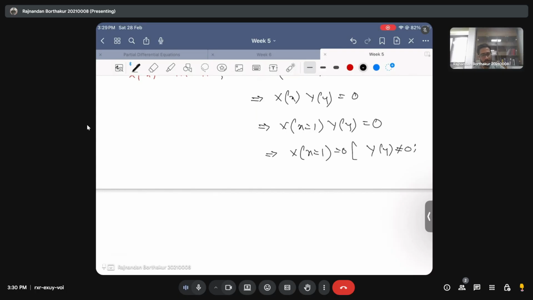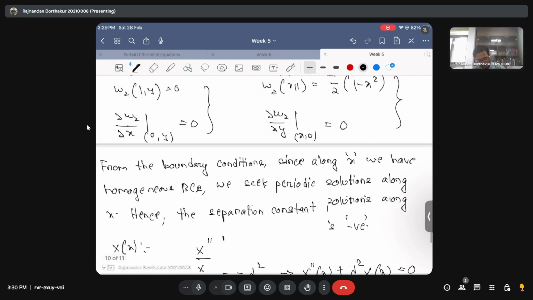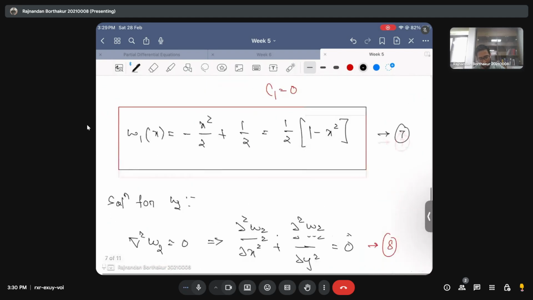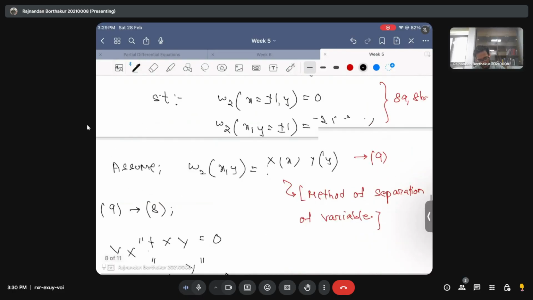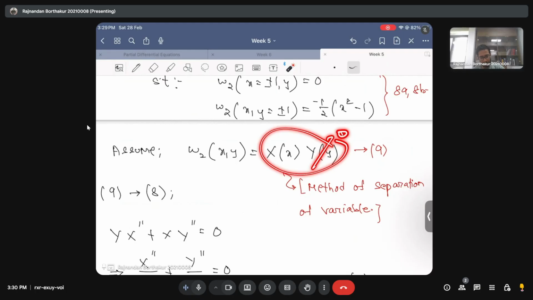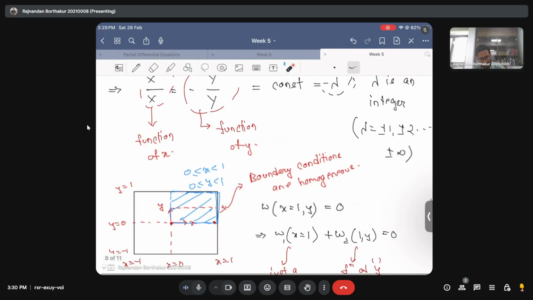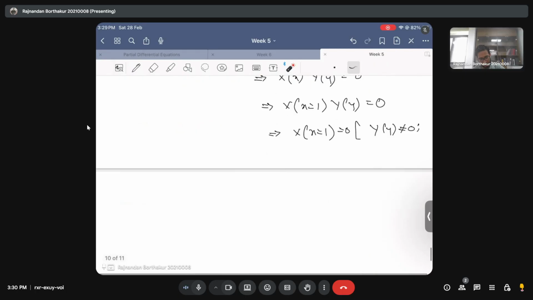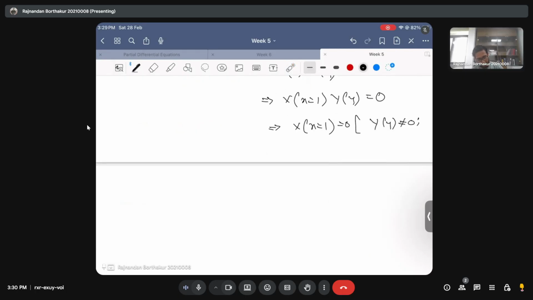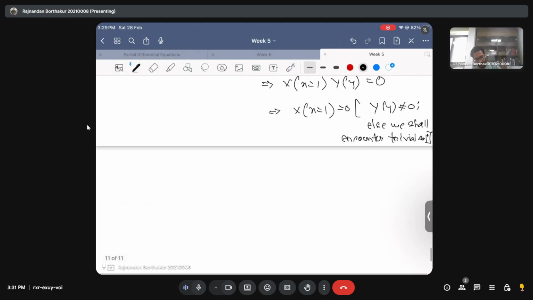Because if Y of y is 0 for all y, then what will actually happen is my u2, which is a product of X and Y, will turn out to be 0, which means it's a trivial solution. But we are not looking for a trivial solution, which means that the only possible solution is that X at 1 has to be equal to 0, since Y of y can't be equal to 0, else we shall encounter the trivial solution.